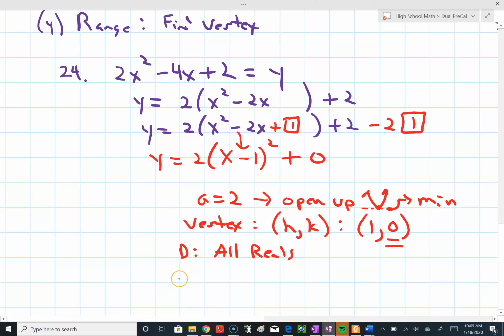My range will be y values greater than 0 because the parabola is opening up. That would be the bottom y value. Y greater than or equal to 0. Said using interval notation, we would say square bracket 0 to positive infinity in a parentheses because we don't get there. Either of these two are acceptable ways to express the range.